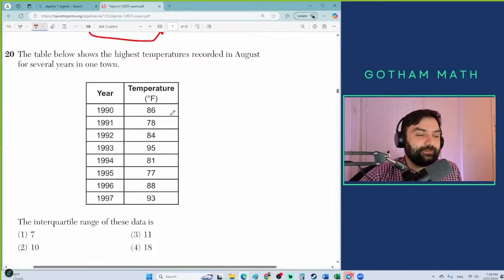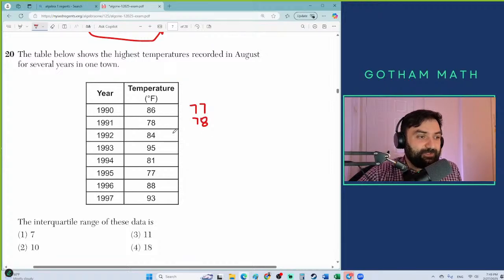The only thing is, I did not notice that these numbers were not listed in order. The temperature numbers, the years I understand, but the temperatures were not listed in order. So you have to list them in order. Okay, so let's list the temperatures in order from the smallest to the greatest. So it's going to be 77, then 78.